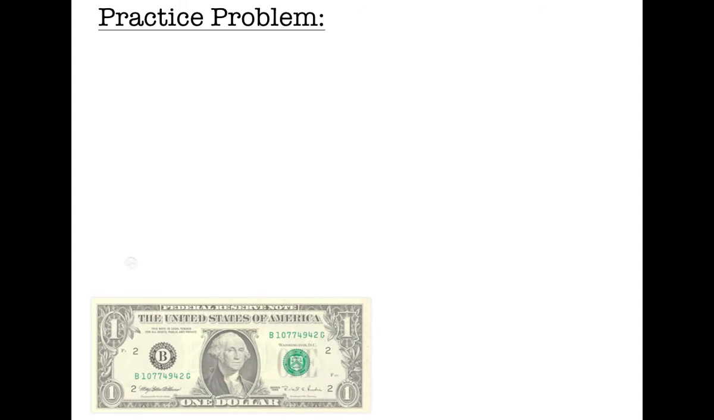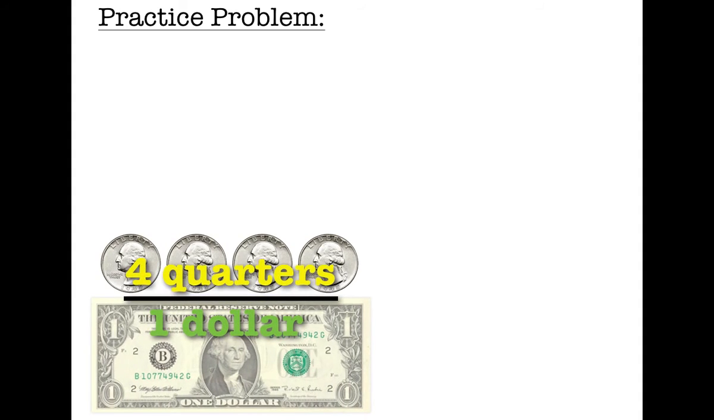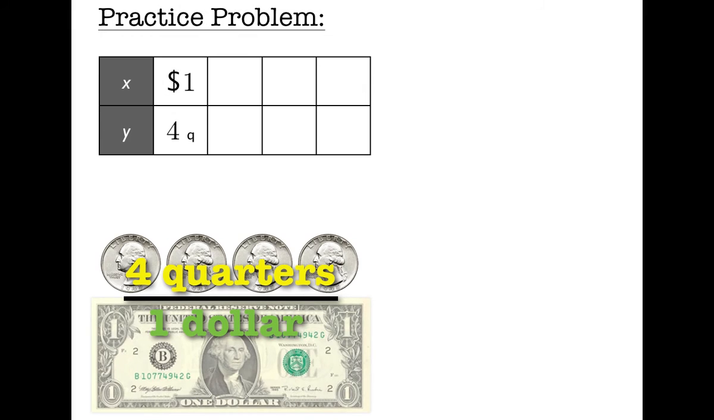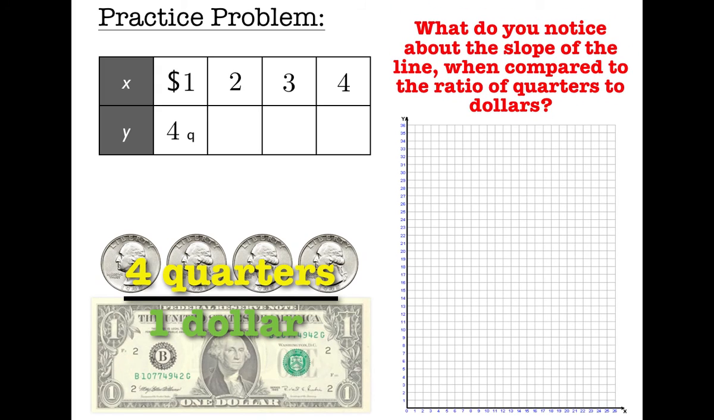I just want you to try this with a little practice problem. Tell me about the relationship between quarters and dollars in table form and in graph form. If you can do that and maybe verify the slope compared to the rate or the ratio, then I think you will have understood today's lesson.